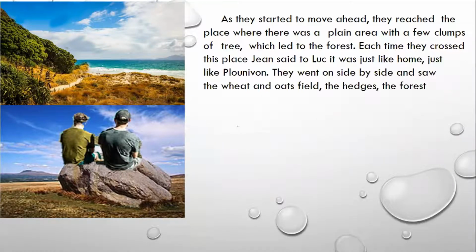they started to move ahead and reached a place with a plain area with a few clumps of trees, which led to the forest. Each time they crossed this place, Jean said to Luc, it was just like home, just like Plonibon. They went on side by side and saw the wheat and oats fields, the hazel, the forest, and beeches.